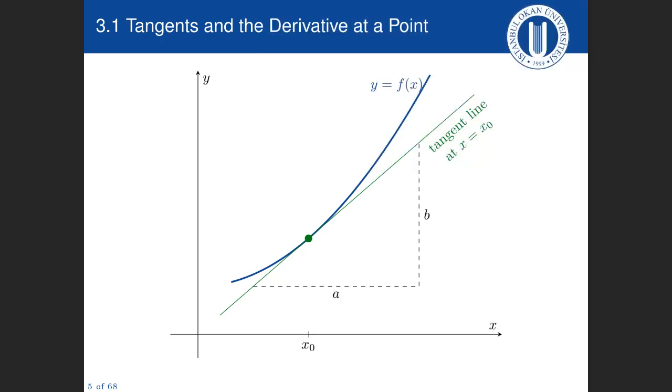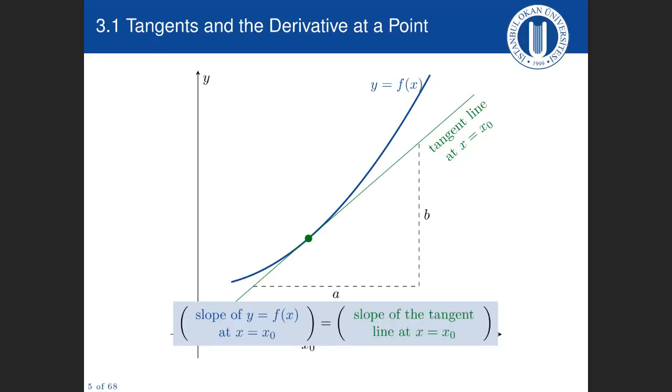Now, we can draw a triangle under the green line. We can measure the slope of the green line. We say that the slope of the blue curve is equal to the slope of the green line.